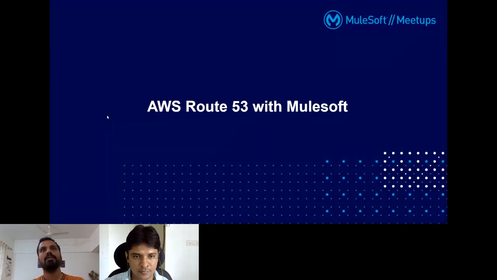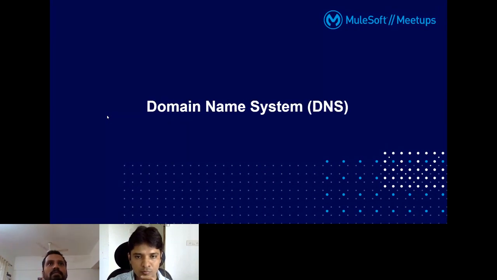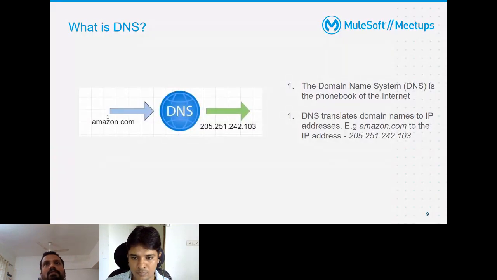So let's start with this session now, AWS Route 53 with MuleSoft. As I mentioned, before we go into any further details, we need a refresher on DNS, or the Domain Name System. This is something that we all have been using quite a lot. We know what it is, but it makes sense to have a refresher so that everyone is on the same page, especially when we go to the later slides.